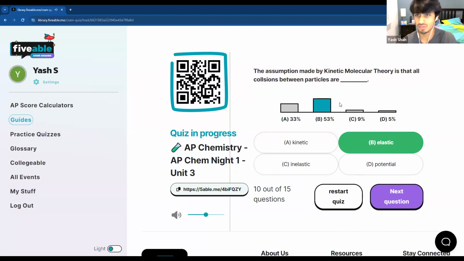Yeah, so one of the assumptions of kinetic molecular theory is that all the collisions between particles are elastic. So that means they collide and they bounce perfectly off each other. Formally, that just means that the kinetic energy is conserved in every collision. You can just imagine as if it bounces perfectly off each other without impacting one another too much.